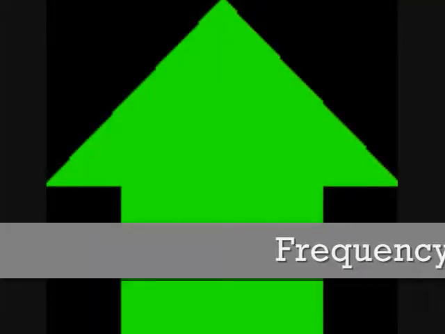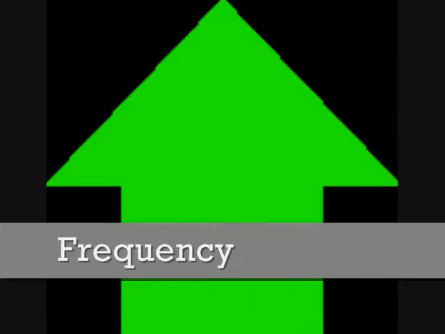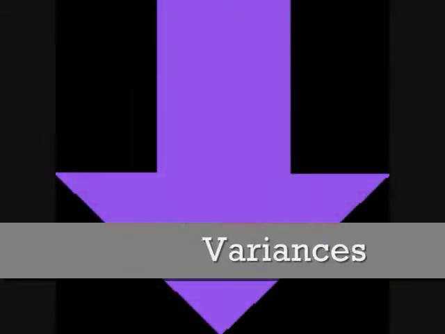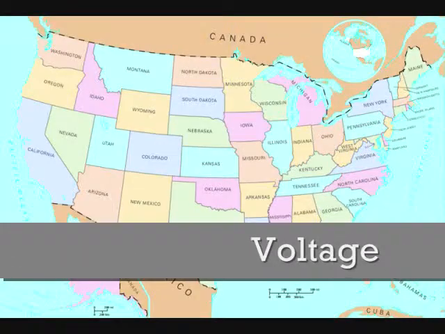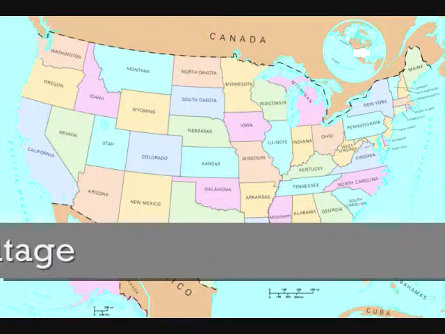First, the power supply raises the frequency of the wall power, which makes changing the voltage easier and reduces potential variances in the voltage. Then, the power supply lowers the voltage from 110 volts, which is standard in the United States, to the voltage requirements of the specific PC in use.